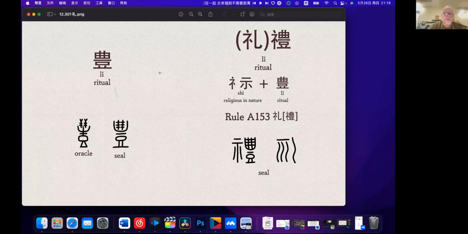If we closely examine all of the seal characters and bronze characters, it becomes very questionable. There are lots of different forms and they could be different things.